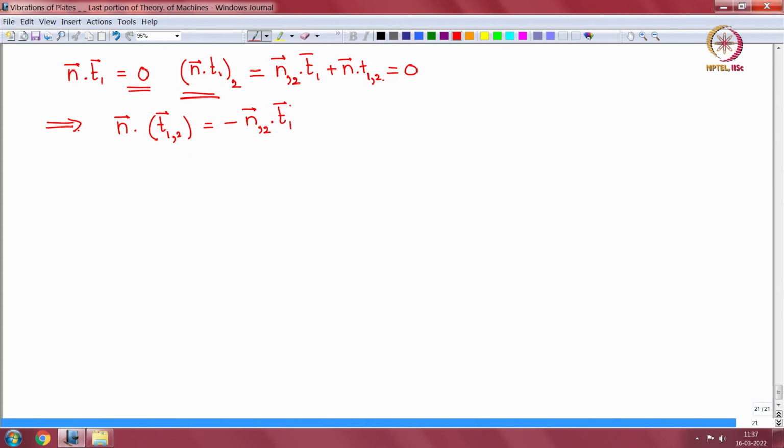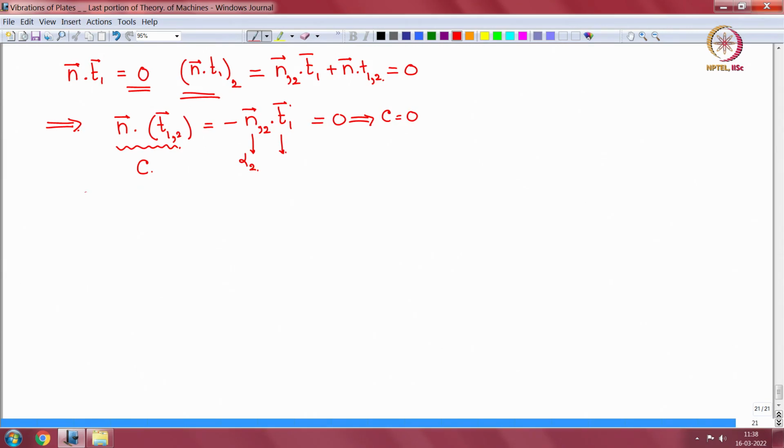Okay. Now this part is what we wanted as our C. You remember this is what C was, and then del N del alpha 2 lies in the alpha 2 direction, and T1 points in the alpha 1 direction. So this is equal to 0, which implies C is equal to 0.